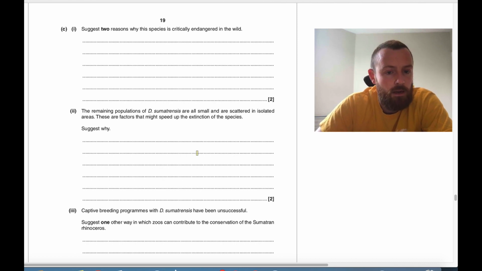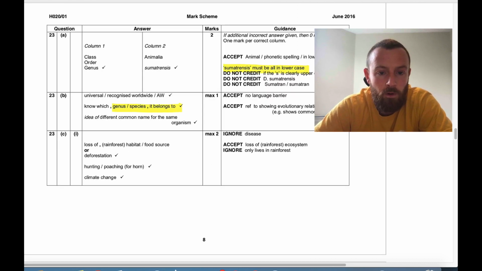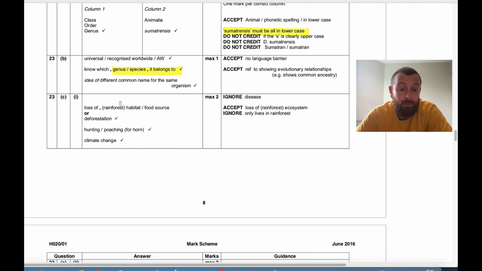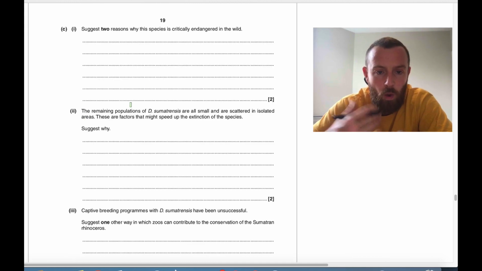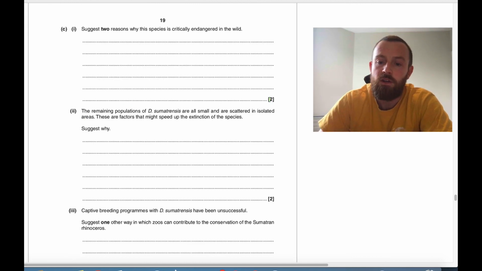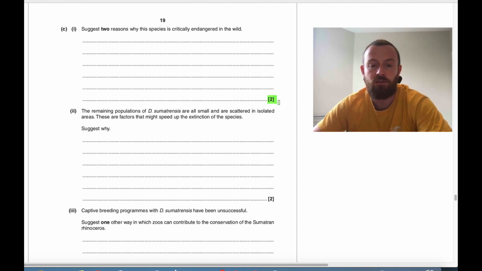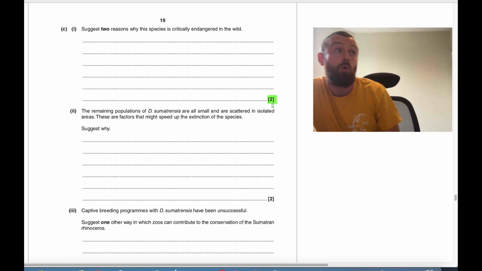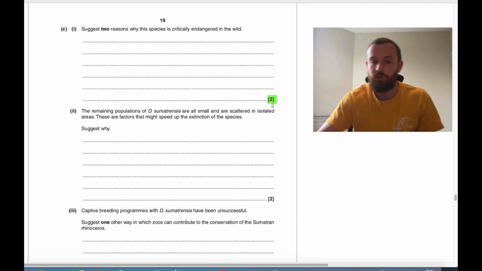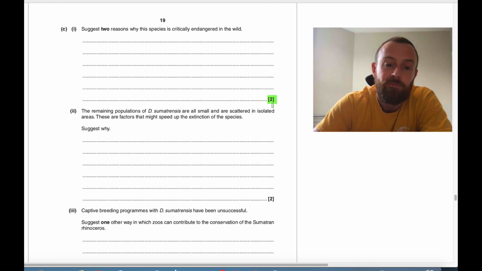So let's look at the mark scheme for this. Loss of habitat, that's the key thing. Deforestation, this is the same point, all this bit here. The next thing, hunting, poaching for horn, or climate change as well. Those are two other points. I was being quite quick when I explained that. It's a 2 marker, so you've got to say 2 things. Number 1, deforestation, and then you're thinking, well, what else is going on in the world? Poaching, climate change are good answers.